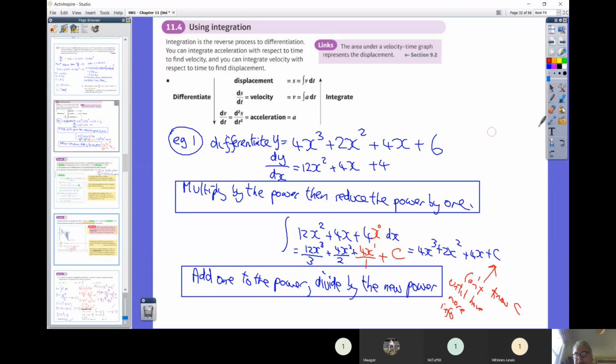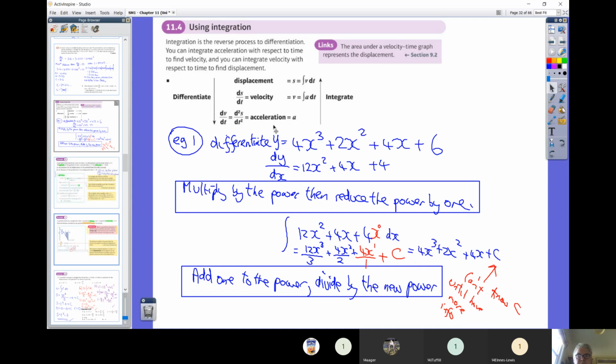Lovely. Okay, so just to remind you of what we've done so far, and it will also lead us into going the other way. When we differentiate, we can start off with displacement, which is obviously distance. And when we differentiate displacement, we get velocity. And similarly, when we differentiate velocity, we get acceleration. So we are able to go from displacement to velocity to acceleration by differentiating, and that's what you've been doing up to now. You can, of course, go the other way.